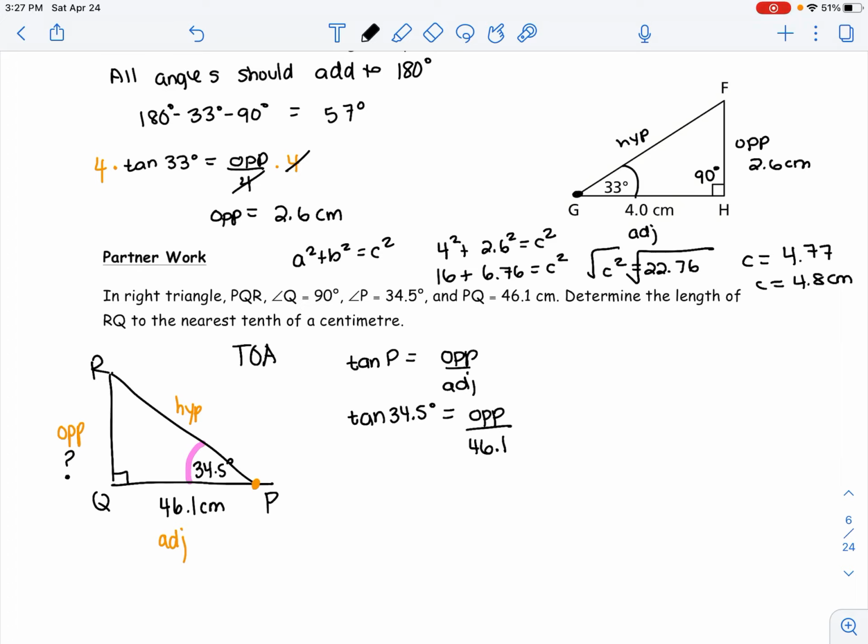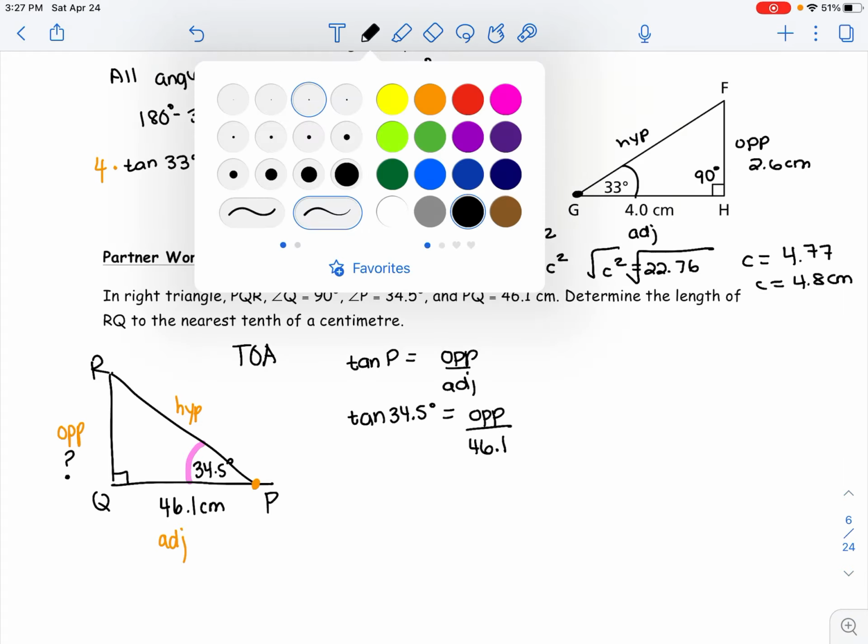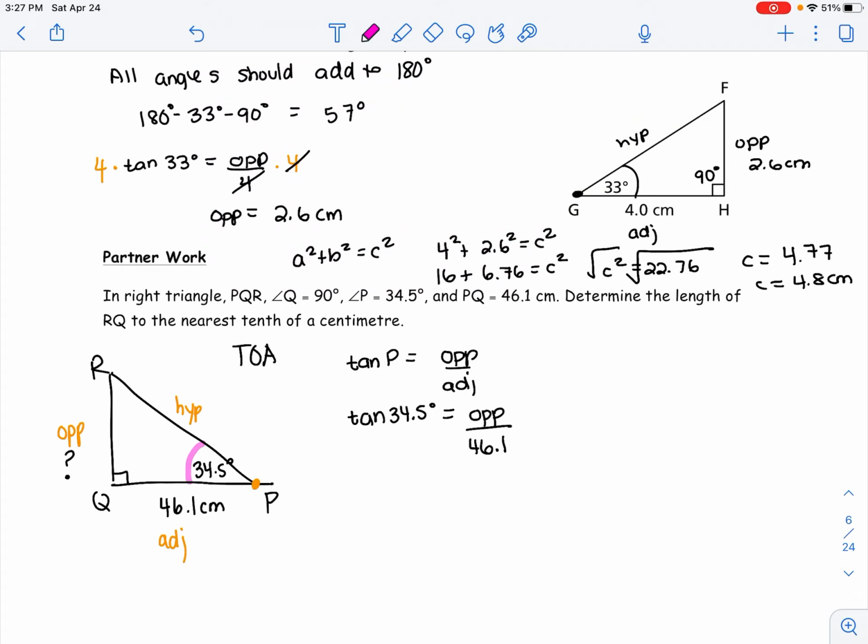Now the trick is we have to get the OPP, the opposite side, by itself. And remember that we always do the opposite. So I did try to show that in the first example. So your goal is to isolate for OPP. If you notice, this is dividing, so it's at the bottom of the fraction, which means it's dividing. So you need to multiply both sides by 46.1 in order to get rid of it. And that will give us the OPP by itself.